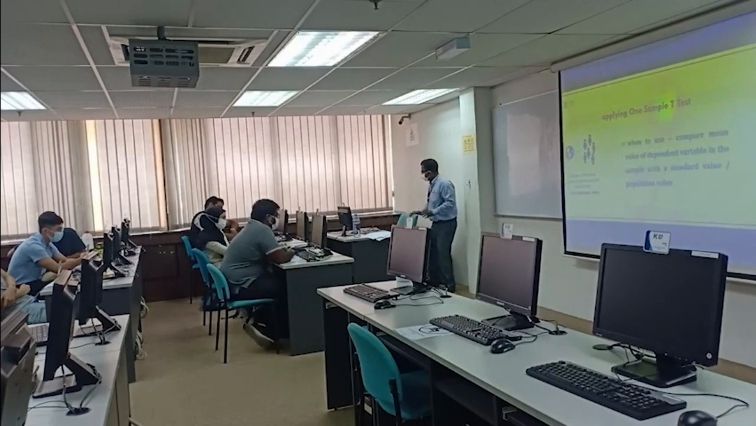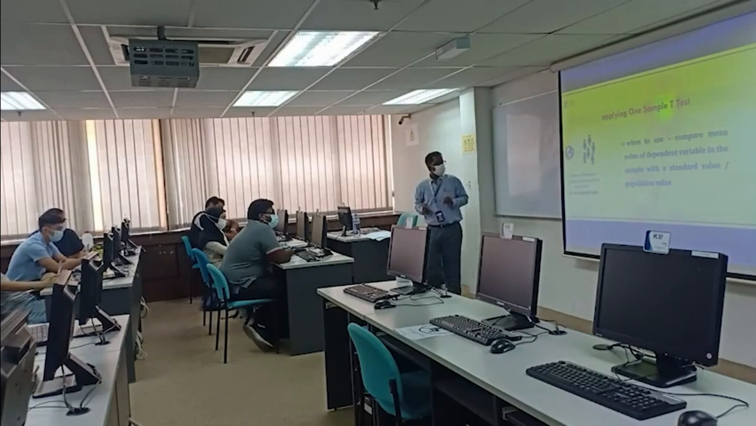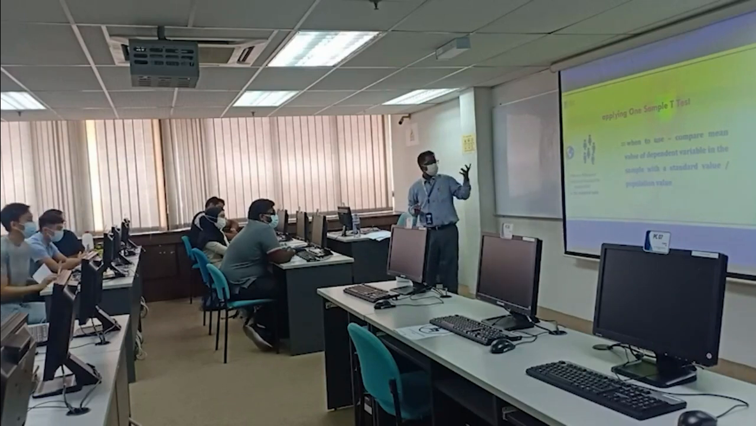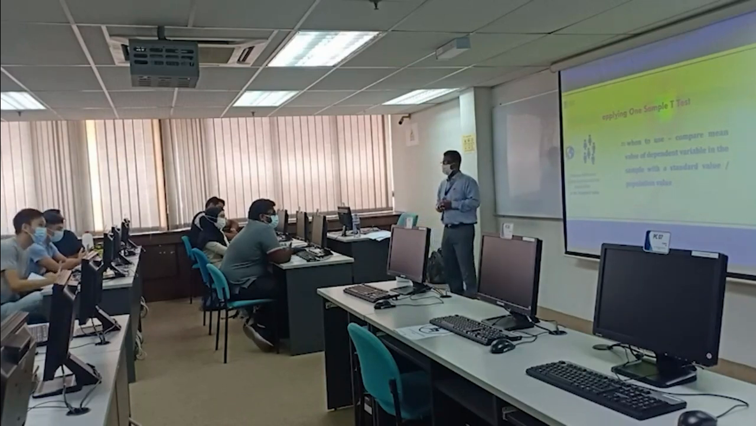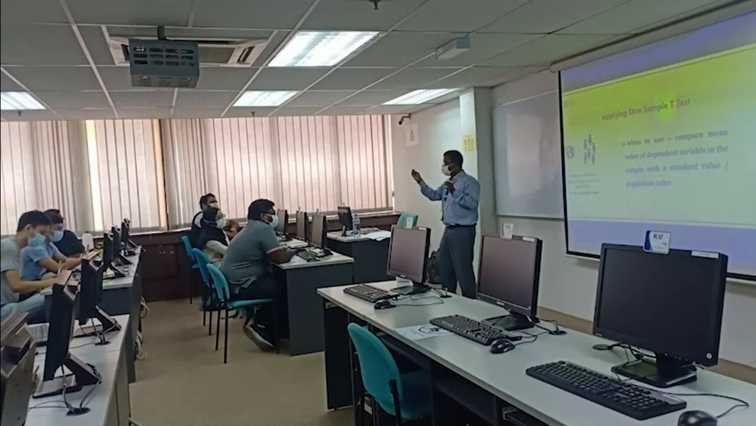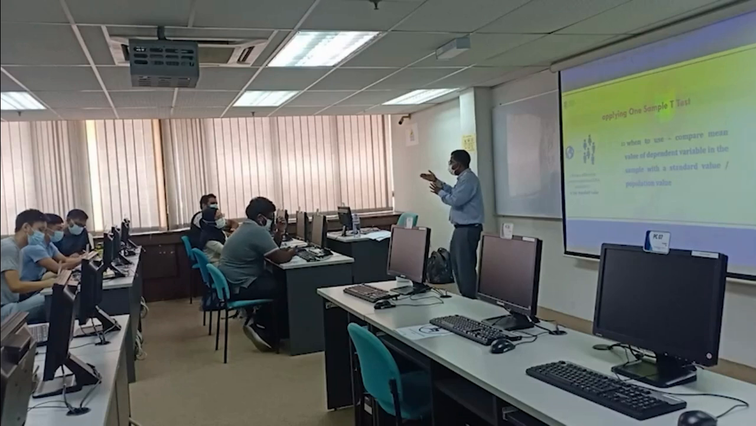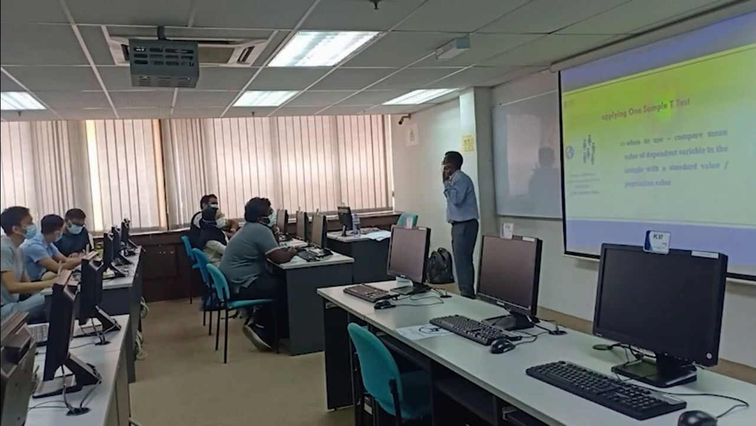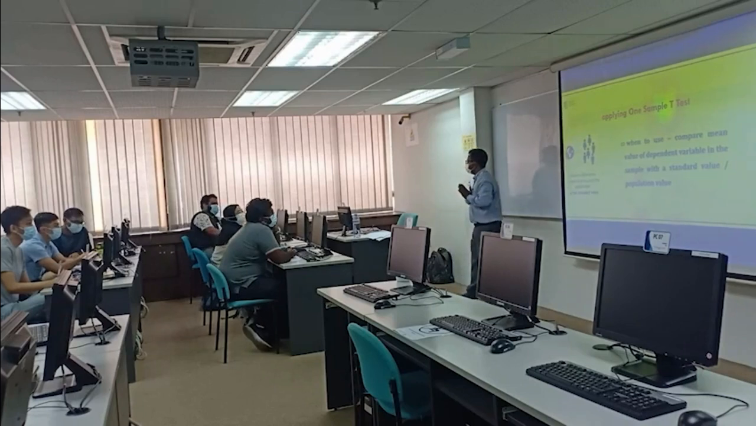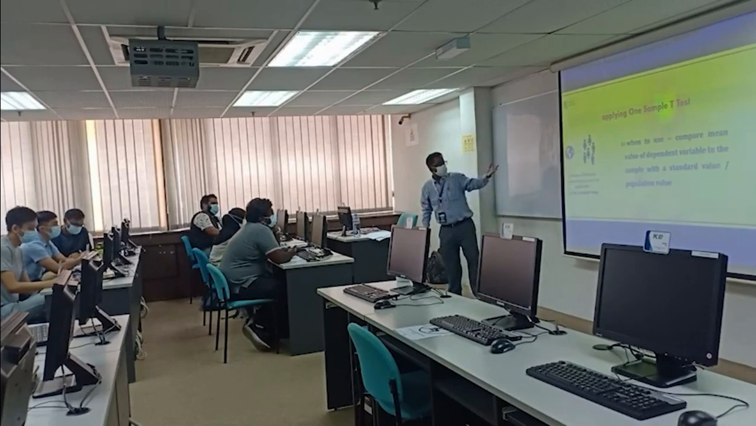Compare the mean value of a dependent variable in the sample with the standard or population value. I will give an example. I am having data about 100 people and the mean systolic blood pressure value is 130. So I want to know if it is significantly different from the standard value. The standard value is 120. So I am checking if 130 is significantly different from 120. Got that? Then we can use one sample t-test.